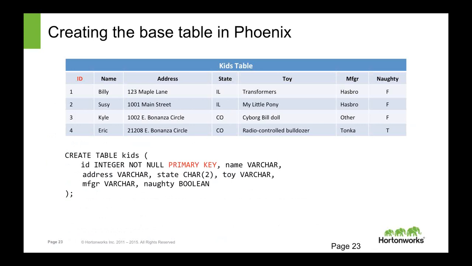So if Susie had another My Little Pony, then there would be another row for Susie. Yeah, so that's the trade-off. Again, we're talking about a NoSQL implementation, a denormalized structure here. So there is a storage trade-off to that, and a repetitive data trade-off.